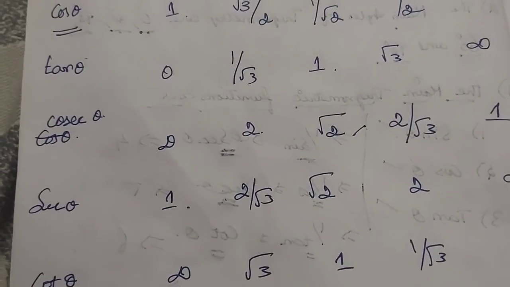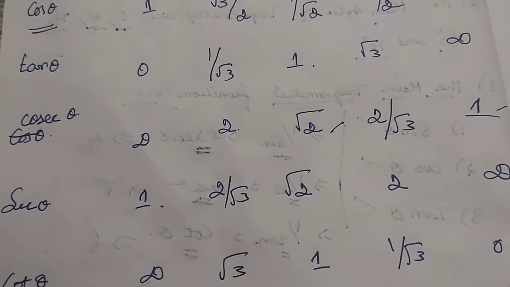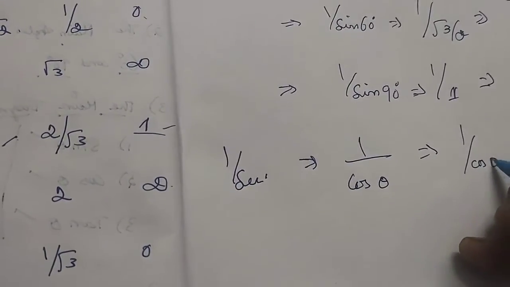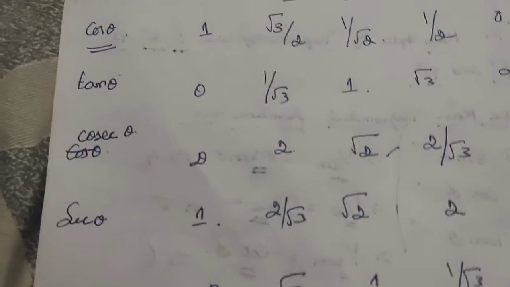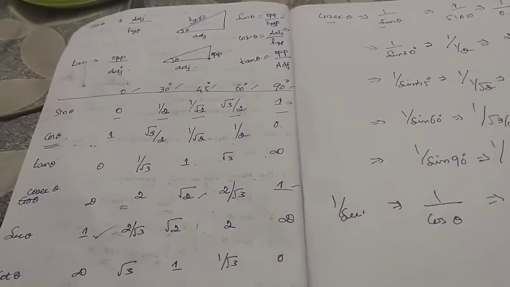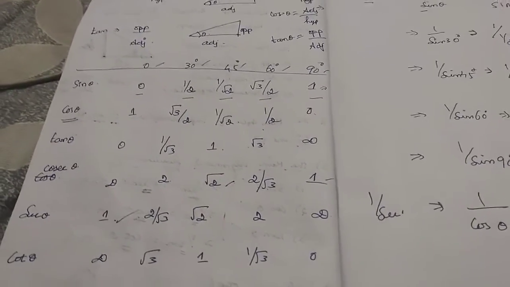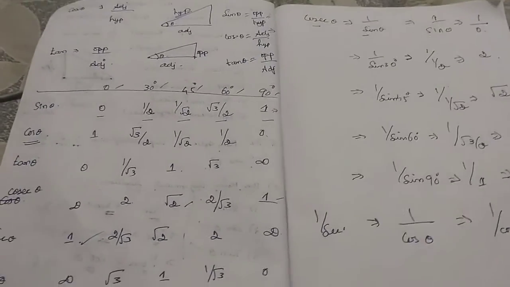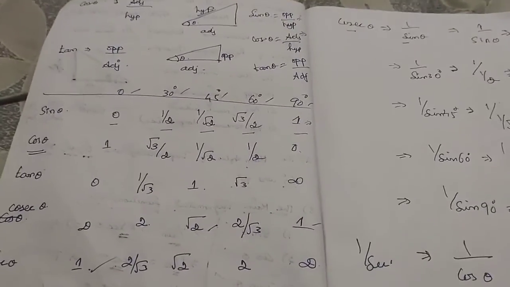Secant theta, the third letter, is 1 by cos theta, so 1 by cos 0 is 1 by 1, so the value is 1. Simple. Trigonometry is very simple, guys. These are all the basic concepts of trigonometry. I hope you find it very easy. Thank you guys.